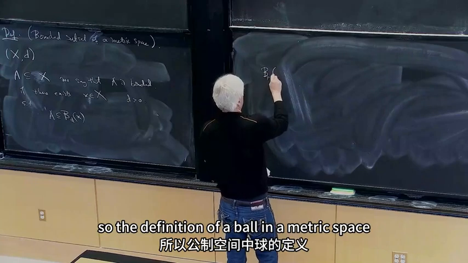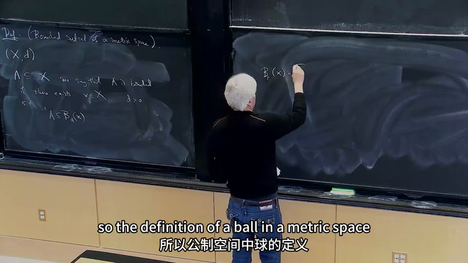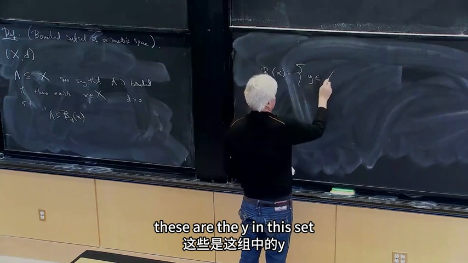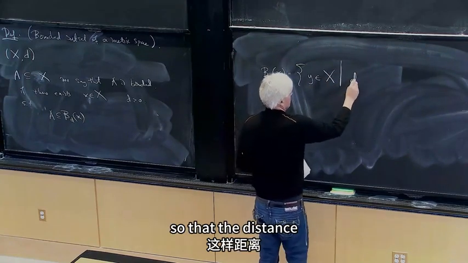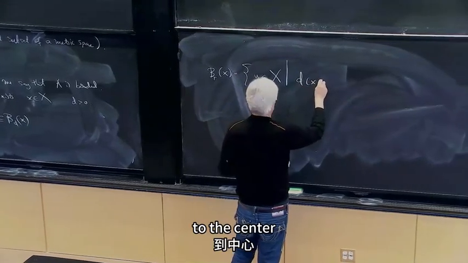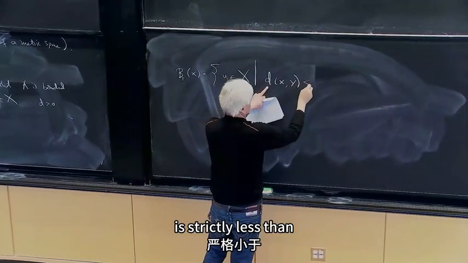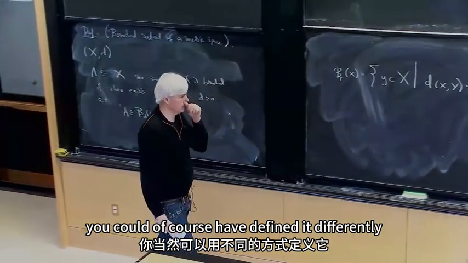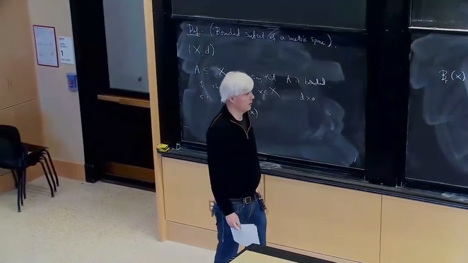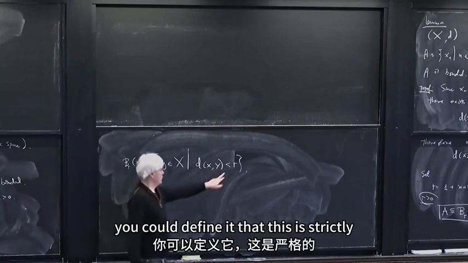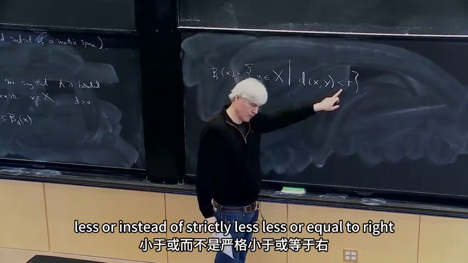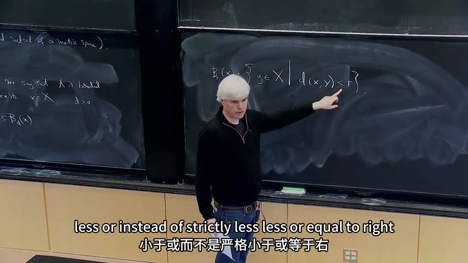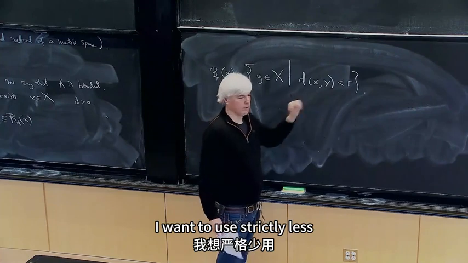So the definition of a ball in a metric space: these are the y in this set, so that the distance to the center is strictly less than r. Right? You could, of course, have defined it differently. You could define it as less than or equal to, instead of strictly less.